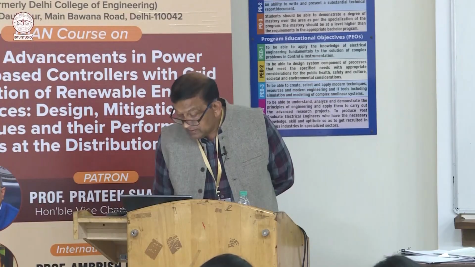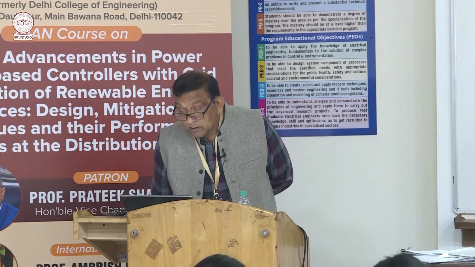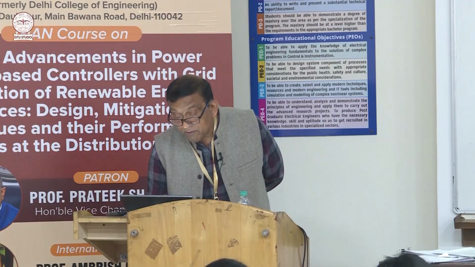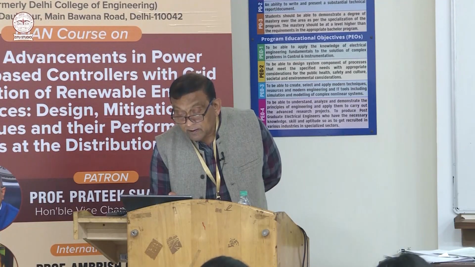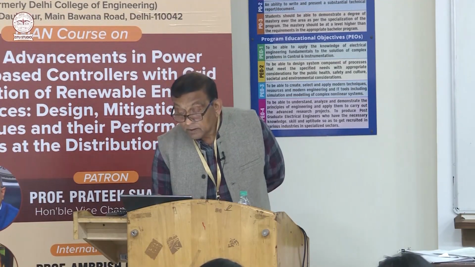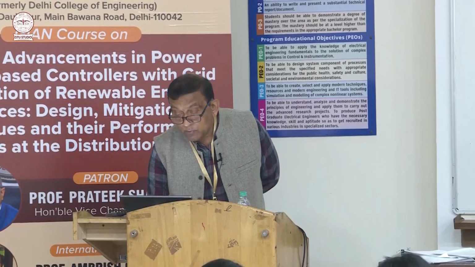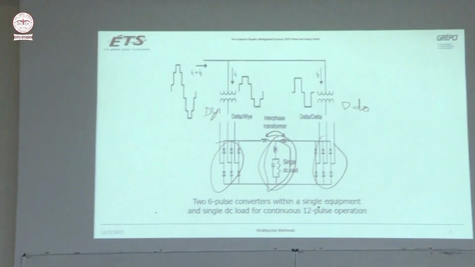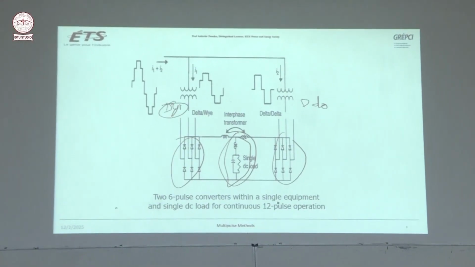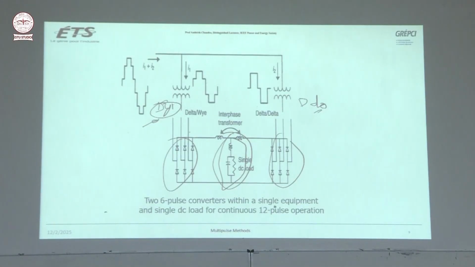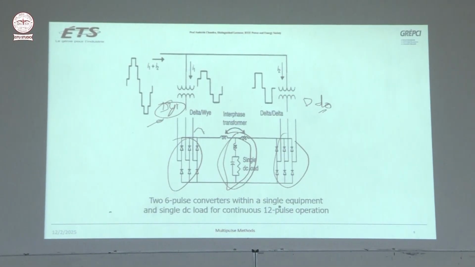Now the problem is that sometimes the load may not be equal. So what is done? You have a single load supplied by DY1 and this is DD0. This is a diode bridge rectifier, this is a diode bridge rectifier, and this is the same load, but you see there is a phase shifting. Here there is a 30-degree shifting, here there is no shifting. So basically the voltages coming here.